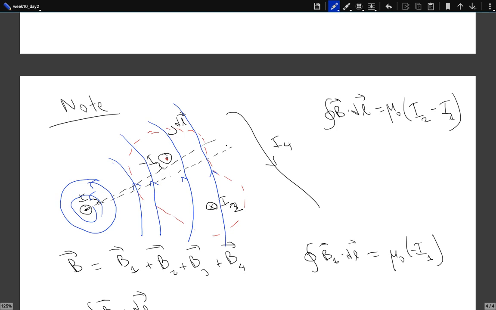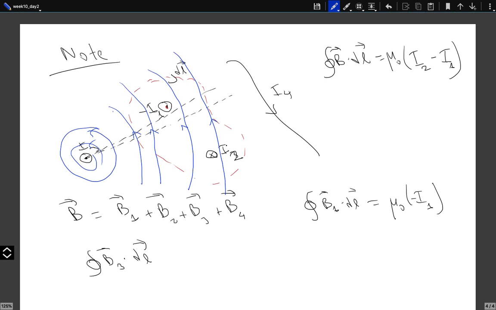So the integral of B3, the contribution to the magnetic field due to the third loop around that red loop, will be exactly equal to 0. So that is why when we integrate B around that loop, there is no contribution from I3. And similarly, there won't be any contribution from I4.